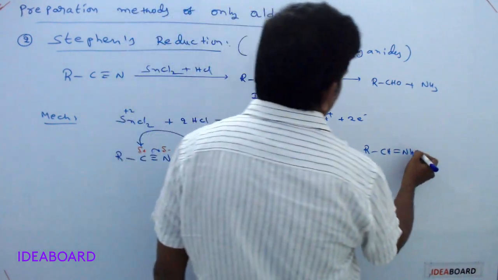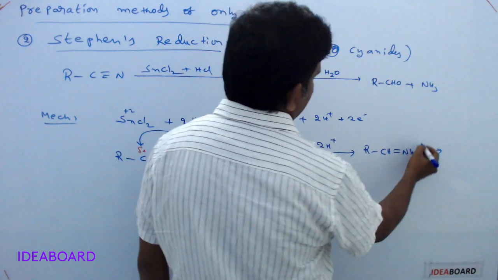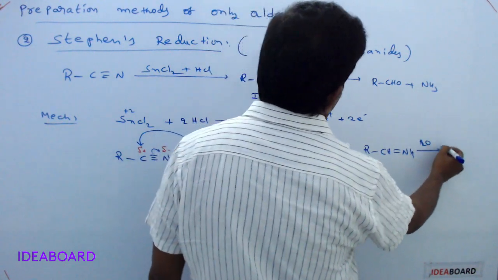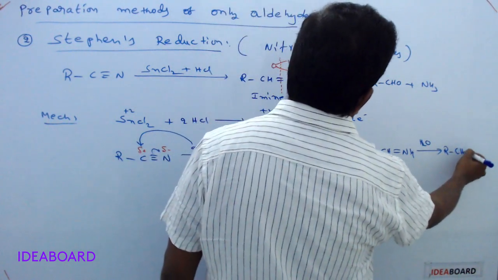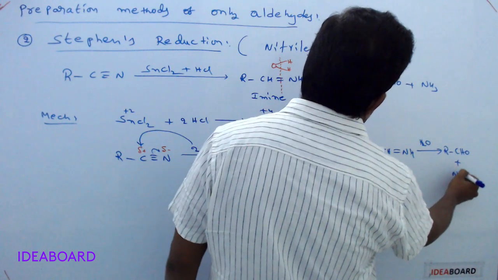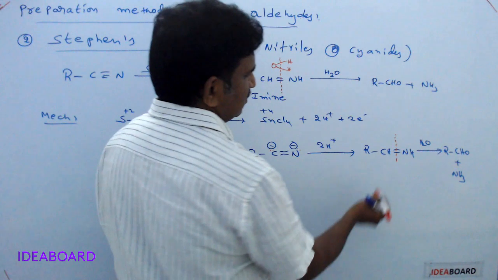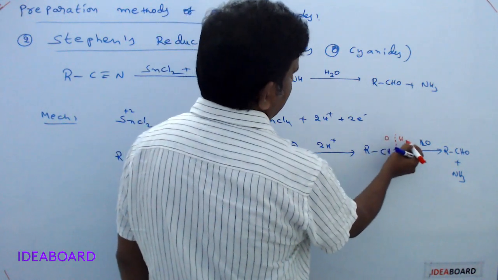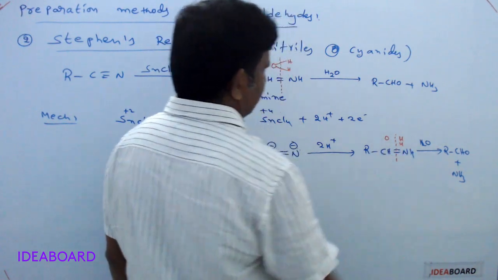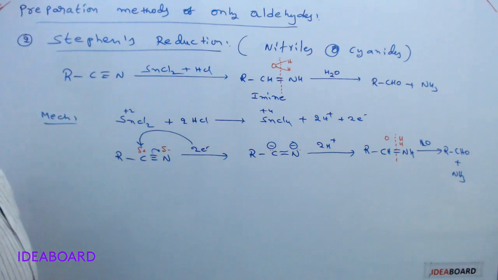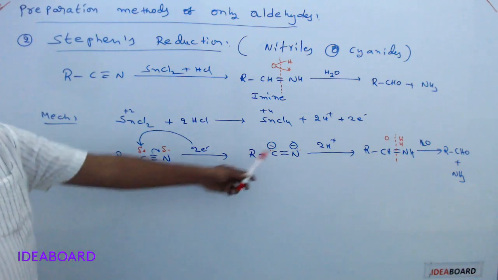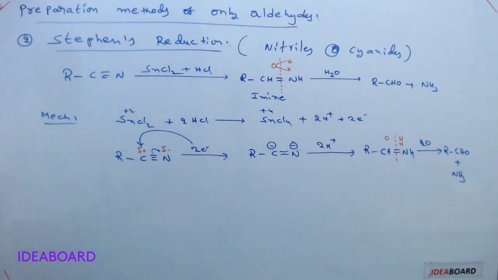And further, with water, the hydrolysis reaction gives RCHO plus NH3. Here the bond dissociates by hydrolysis, and oxygen and two hydrogen atoms are added. That is the mechanism of this reaction.